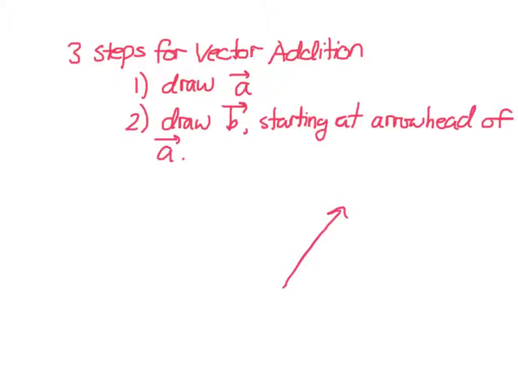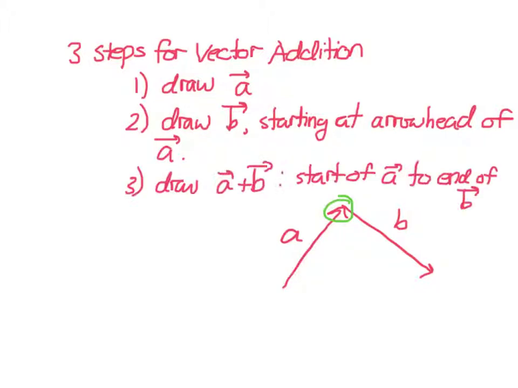So if this is vector A, that's step 1. Step 2 is to draw vector B at the arrowhead end of vector A. And the last step is to draw the vector A plus B, starting at the beginning of vector A and going to the arrowhead end of vector B. And that looks like this. So we call this A plus B.